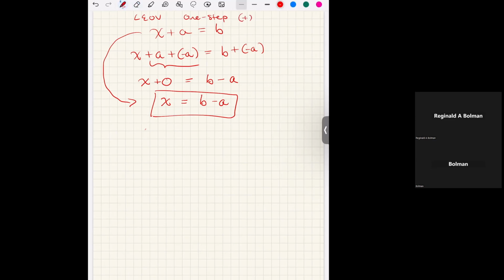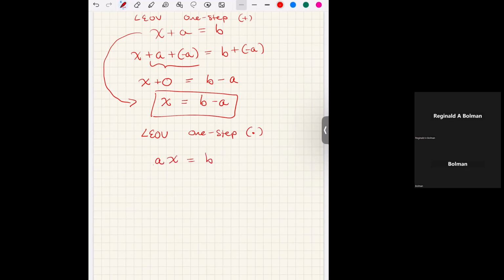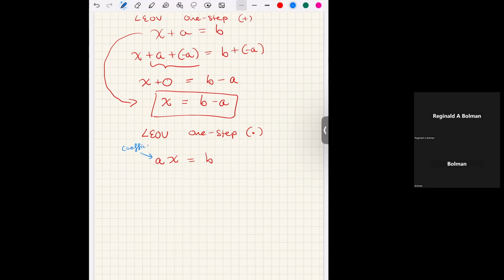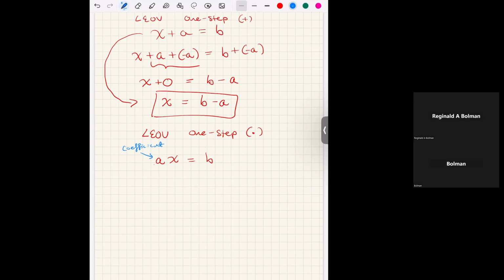The same is true for an LEOV one-step problem statement under multiplication. A LEOV one-step problem statement will always have the following form. You'll usually have some number that's in front of your variable. That number is called a coefficient. So you'll have a coefficient in front of your variable. This a, that's the coefficient. And this will be equal to something else on the other side of your equal sign. I don't know what b is. You don't know what b is. B is just some number. A is just some number. These can be any numbers we want them to be.